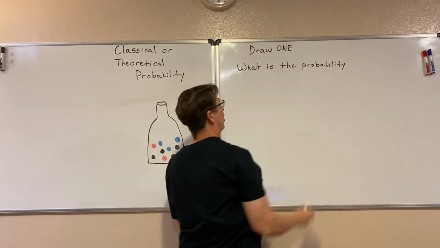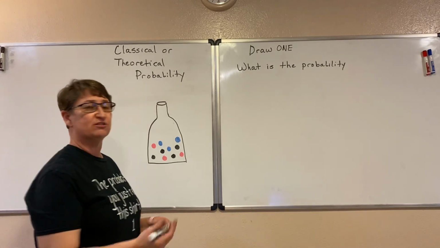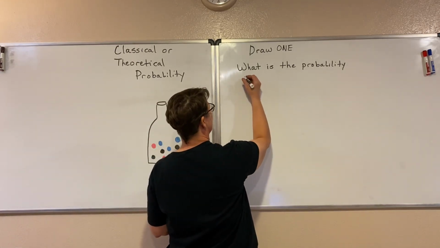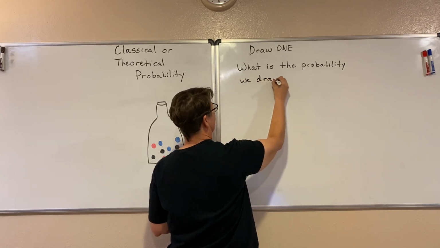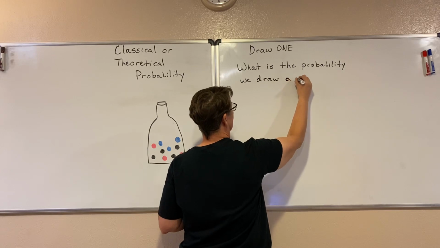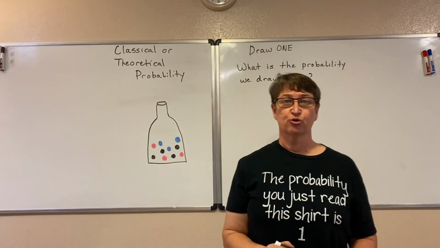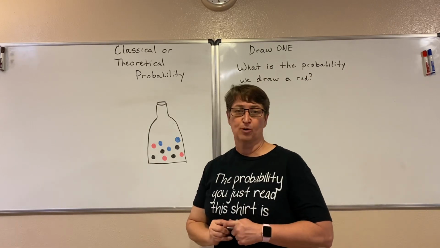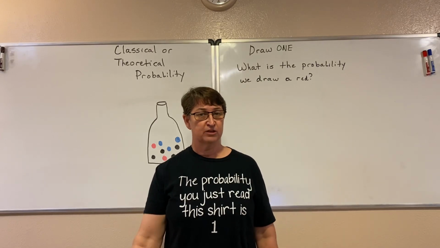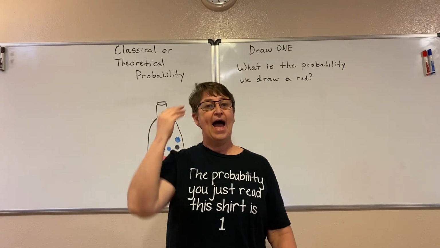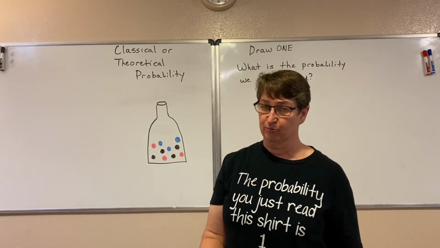Now, if I'm going to draw just one ball from the urn, I want to know what's the probability we draw a red from the urn. Now, I want to encourage you when you're working these theoretical or classical probability problems to stop first before you think numbers and just think words. How would I go about drawing just one marble, drawing a red from the urn?